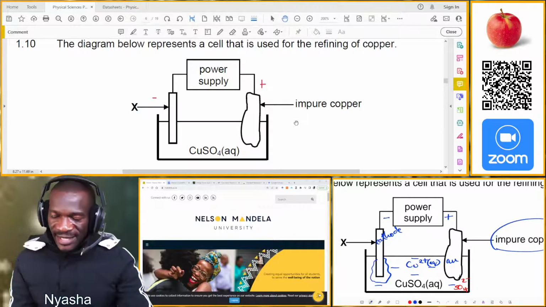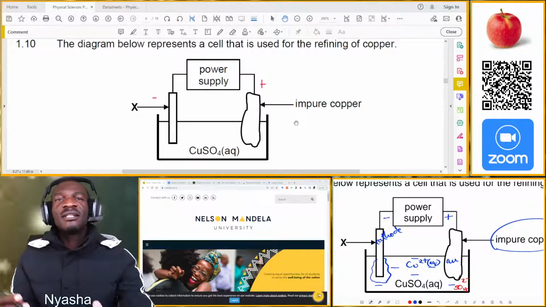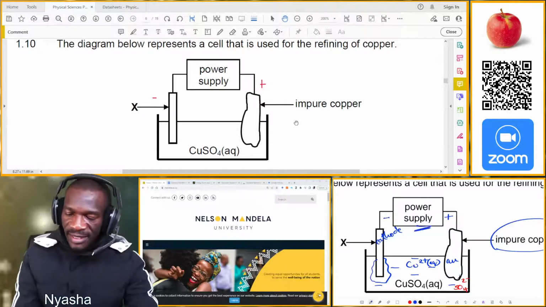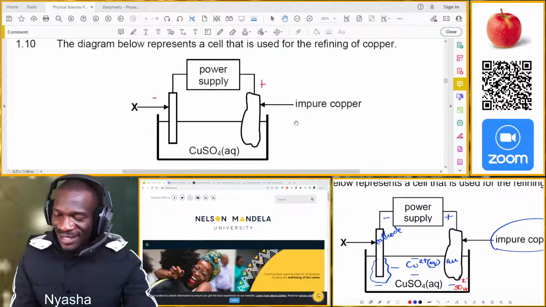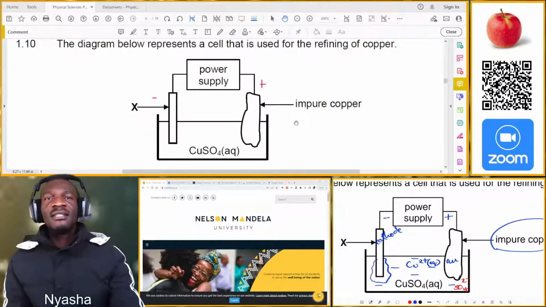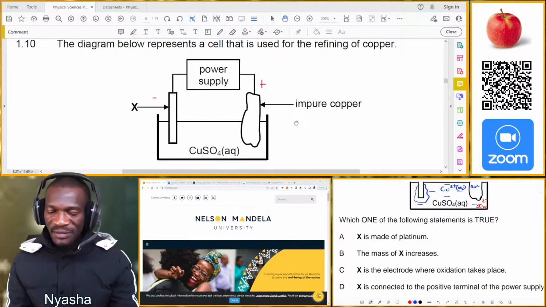That way we can change this impure copper as we force it to dissolve into solution using the electrical energy. We can have all the copper ions now accumulate on the other electrode, and therefore we have purified the impure copper. Right, so which one of the statements is true?